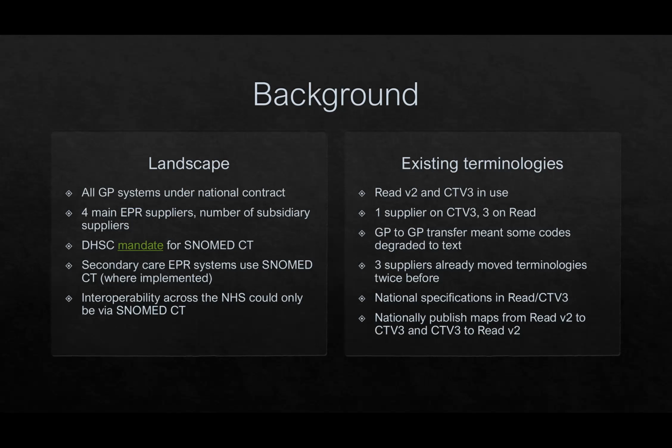Some of our challenges were our national specifications. If we wanted to look at our asthma patients, or we monitor quite a lot of different disorders, we did have to produce those specifications in both Read and CTV3. What we did was publish mapping tables. If you've got a Read version 2 code, it can map to CTV3, and we could also go from CTV3 to Read version 2. As I say, sometimes in the map from CTV3 to Read version 2, there wasn't a code to go to.